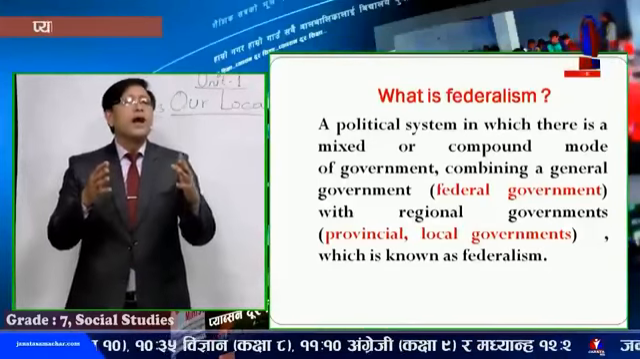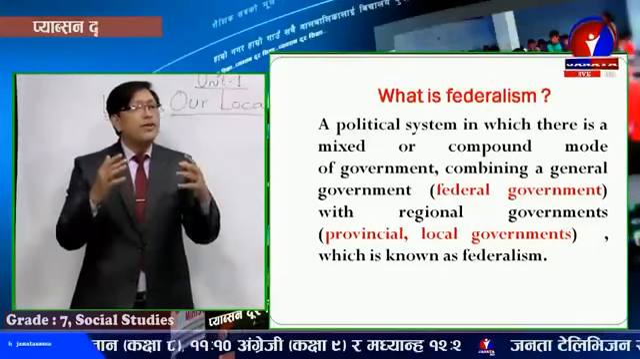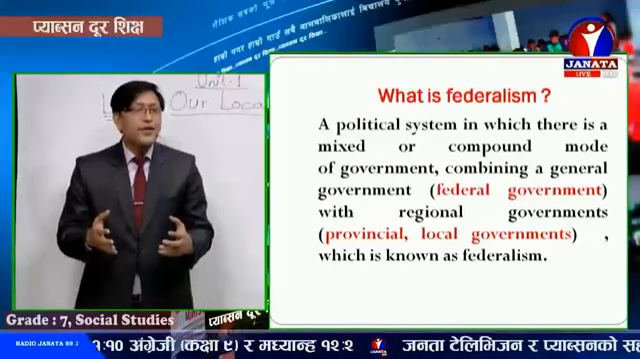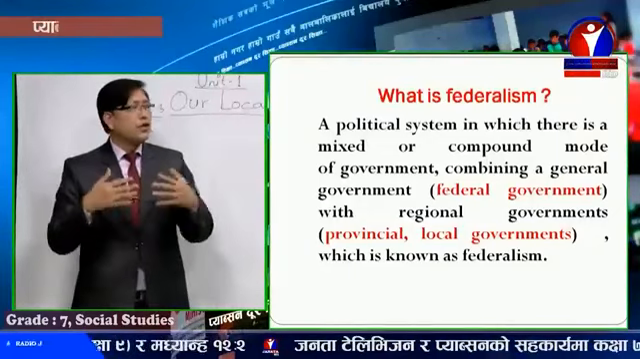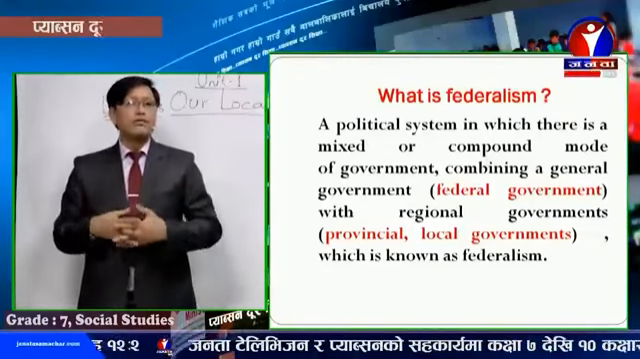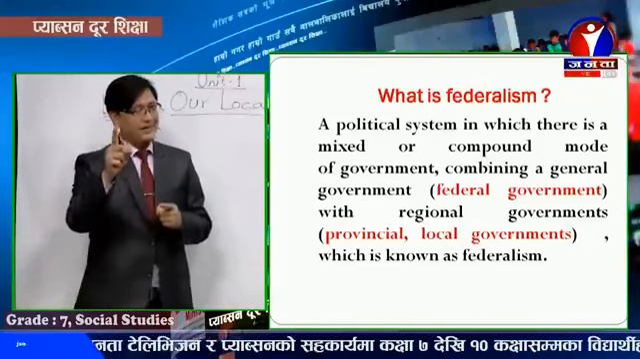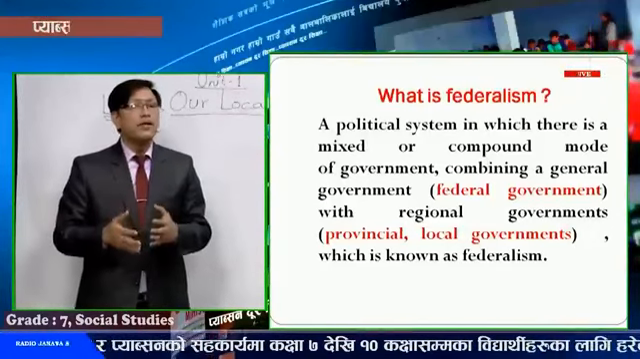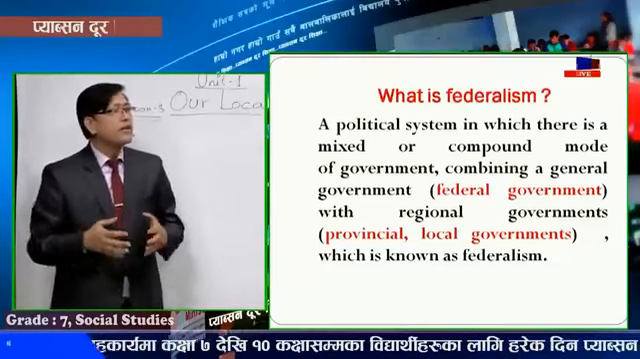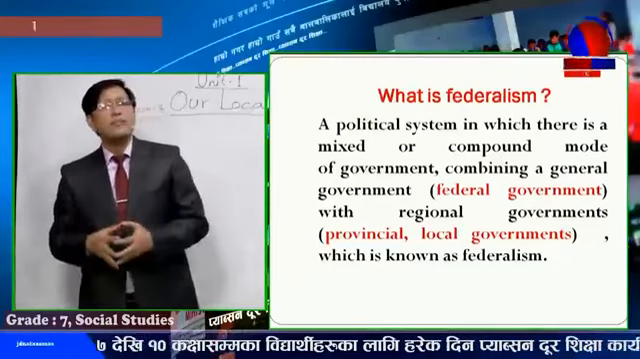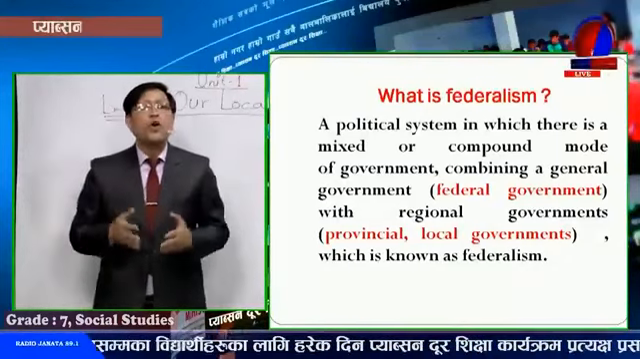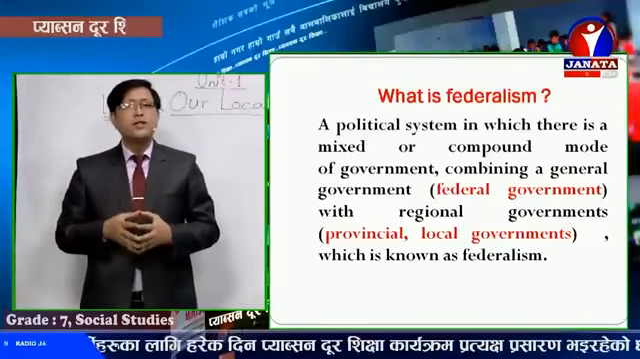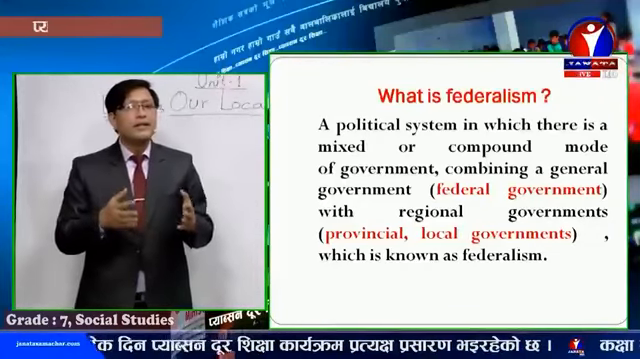Boys and girls, federalism is a political system where there is a mixed or compound mode of governments combining central government or federal government and other regional governments like provincial government and local government, which is known as federalism. Boys and girls, I would like to explain this in Nepali also.